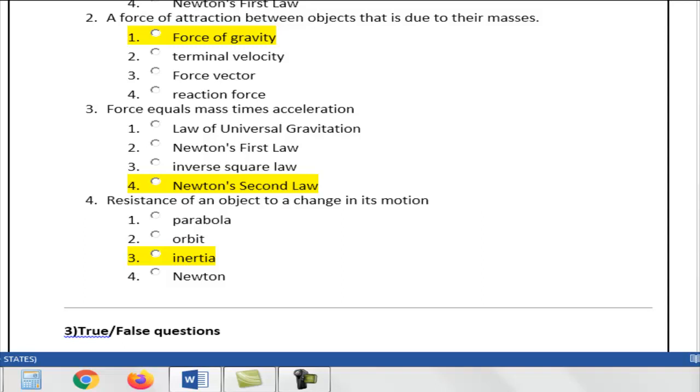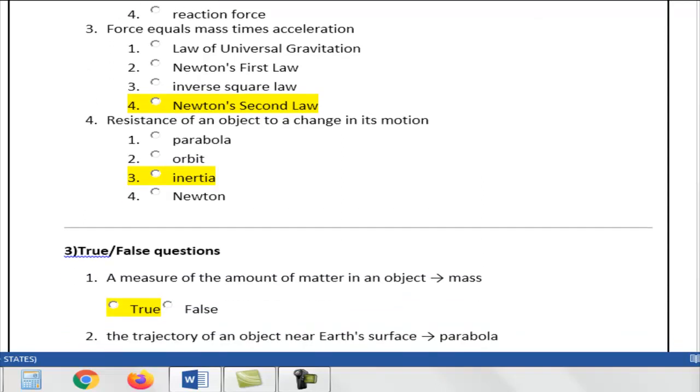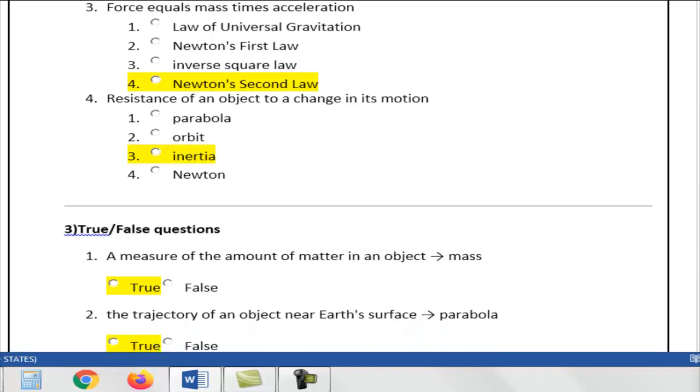Number 3, the force equals mass times acceleration. It is law of universal gravitation, or Newton's first law, or inverse square law, or Newton's second law. So the answer, it will be number 4. Resistance of an object to a change in its motion. So it will be, yeah, forces of inertia.